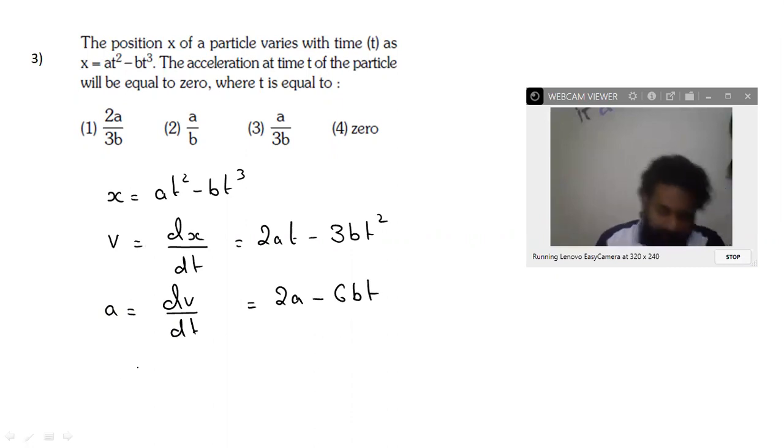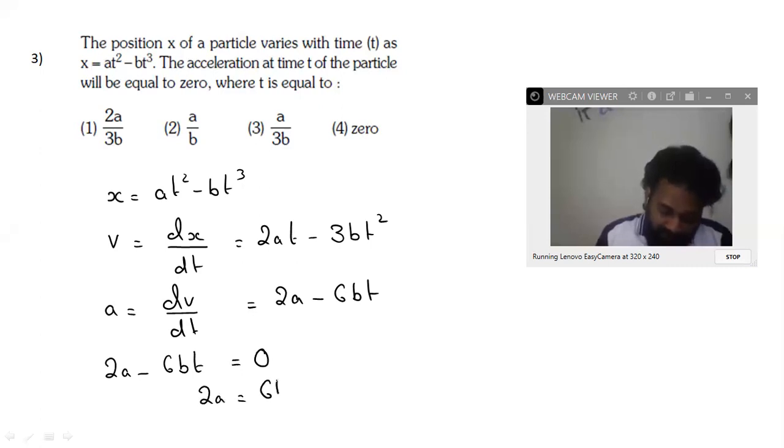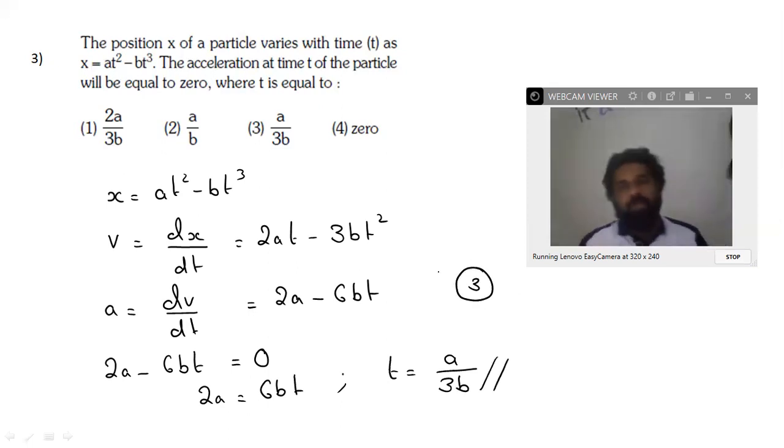So this is going to be 2a minus 6bt. Now we will equate this to 0 in order to find the time where acceleration is 0. So 2a minus 6bt is equal to 0. So 2a is equal to 6bt. So t is equal to a by 3b. A by 3b, option 3. So Shubhashri is correct. Okay, good.